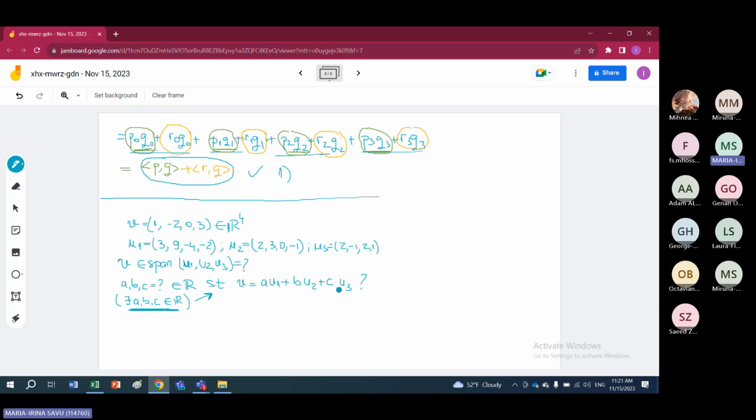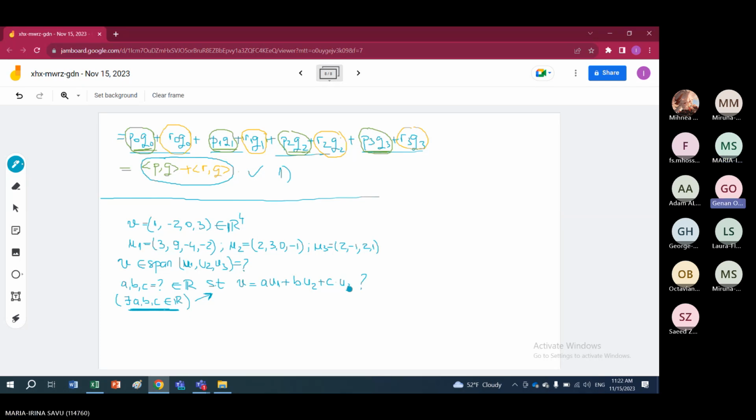No, in this case you have to find A, B, C. Okay, thanks. Welcome. You have to write a system and find them. If your question was how do I check if V is in the span, then my answer is don't find A, B, C. Just see if the system is compatible, if you don't have a word to find.